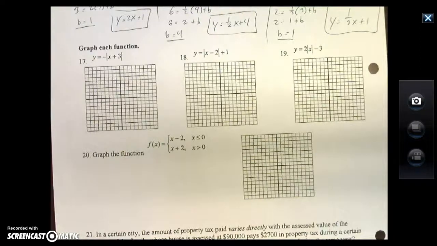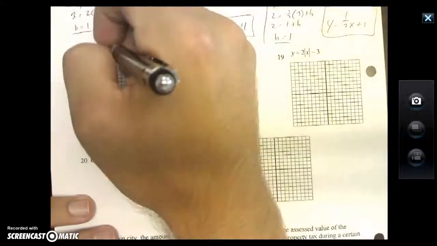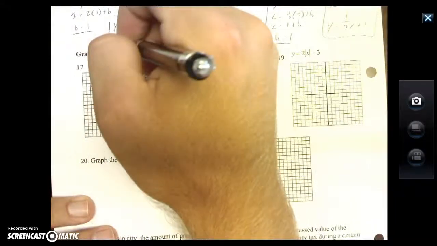Last part of graphing here. 17 through 19, you do have the option to do on the graphing calculator. There is an absolute value button. Okay? And I will show it to you in a moment. But it's basically in this form. y equals a, absolute value of x minus h, plus k.